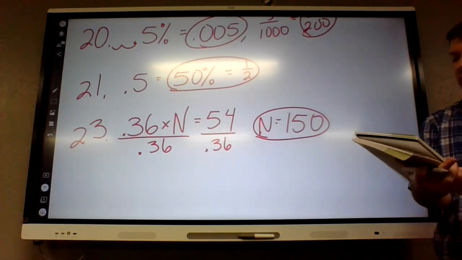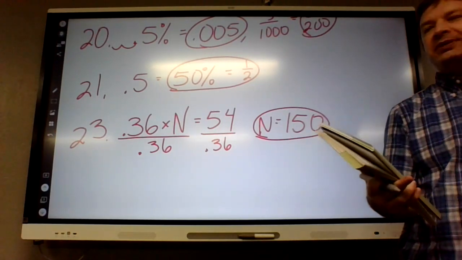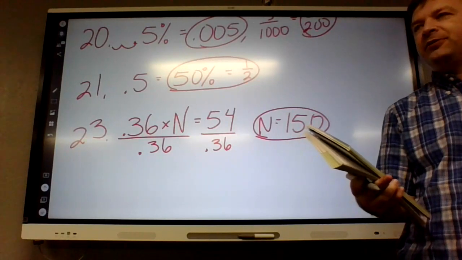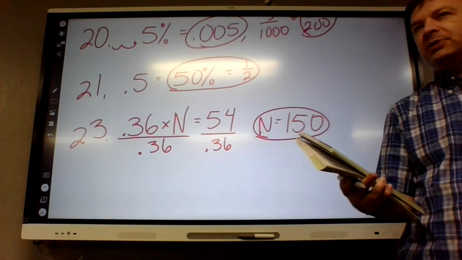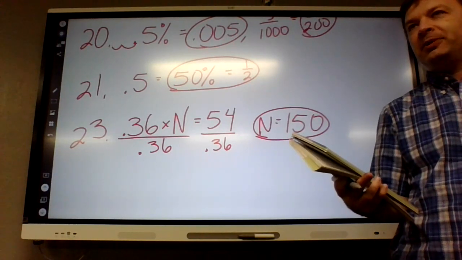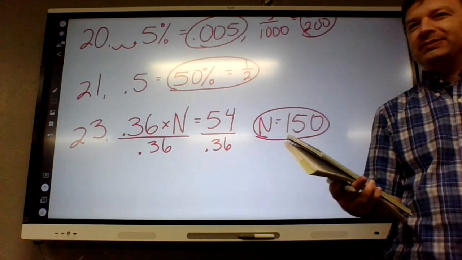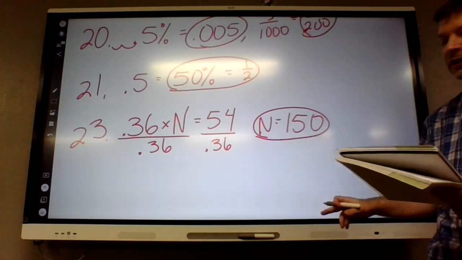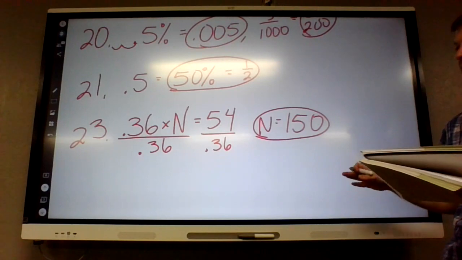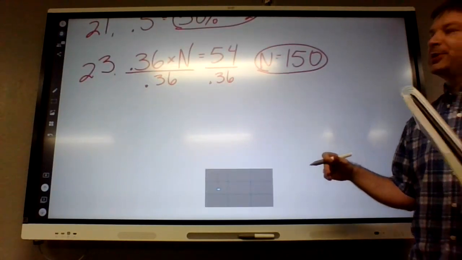For 24, I'm not gonna do it, but it says what percent? So what percent is your variable? But you have to remember to change your answer, it'll probably be a decimal, into a percent. Some of you forgot to do that in the homework also. So if you get like 0.37 or whatever, it's 37%. It's gonna be a lot bigger than that, by the way.